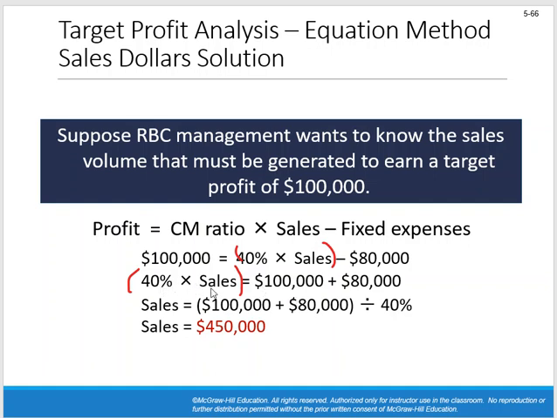We get 40% times sales equals 180,000. So then we divide both sides by 40%. So we get sales equals 180,000 divided by 40%, which mathematically works out to 450,000. But we already knew that. And then the formula method that they're about to show us really just picks up right here. It's just these last two lines.